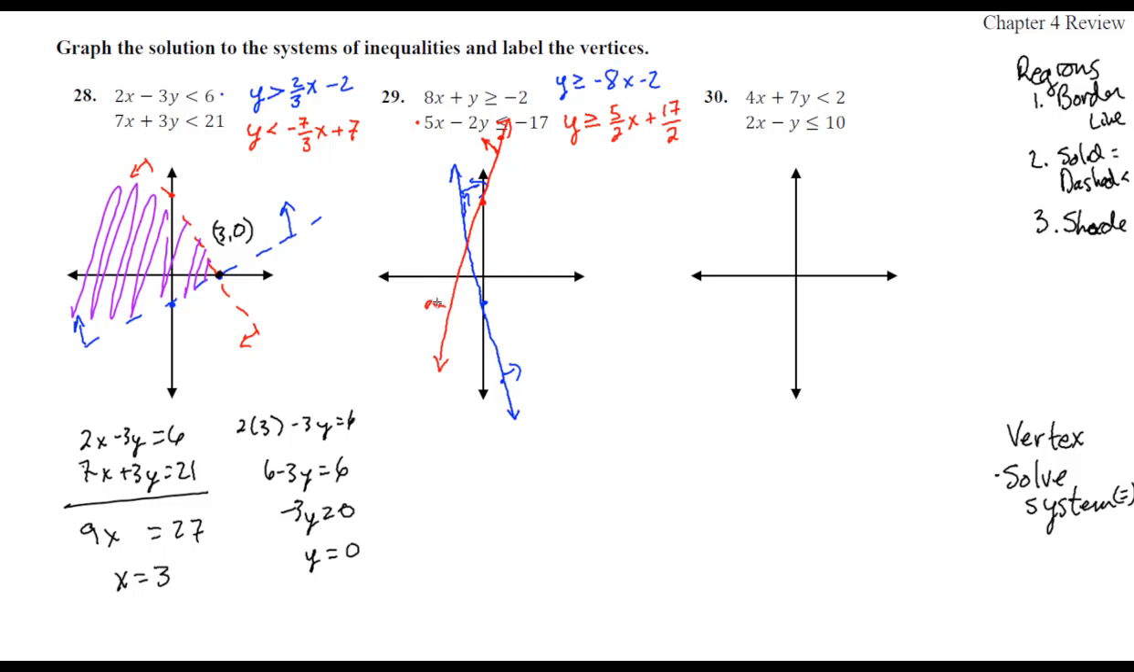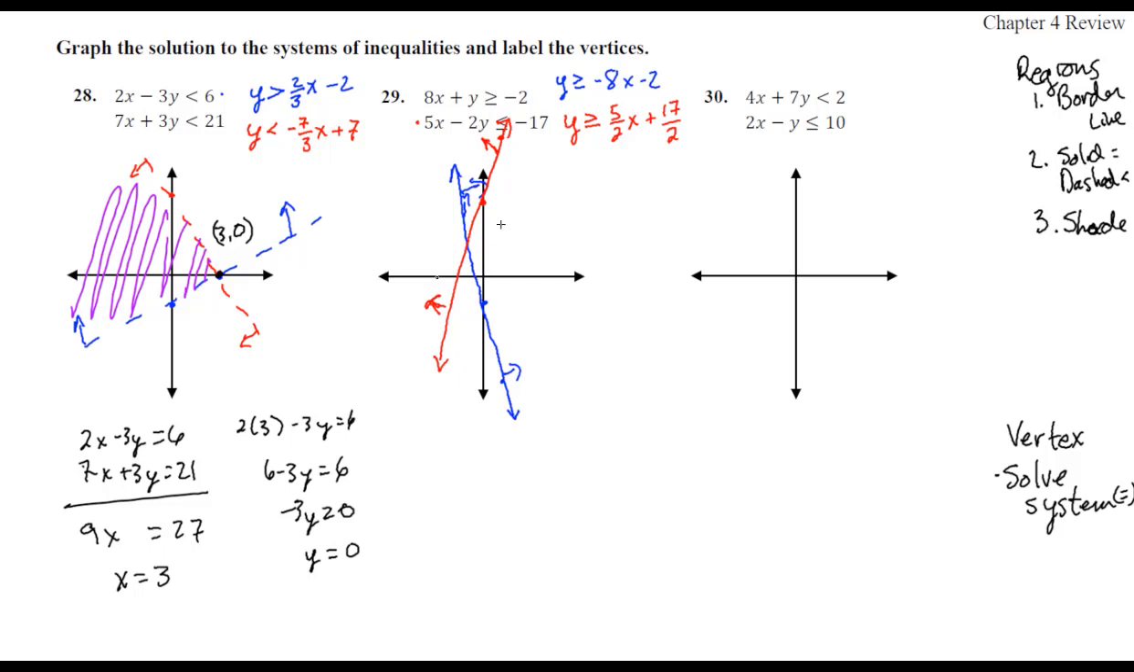Now double check. Notice we did not, on the red one, graph 0, 0. Just double check that that would work. 0 minus 0, is that smaller than negative 17? No. Or is 0 greater than 0 plus 17 halves? No. So yeah, it shades on the opposite side of 0, 0 for that one.